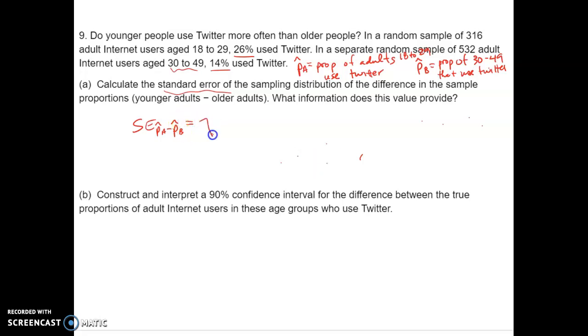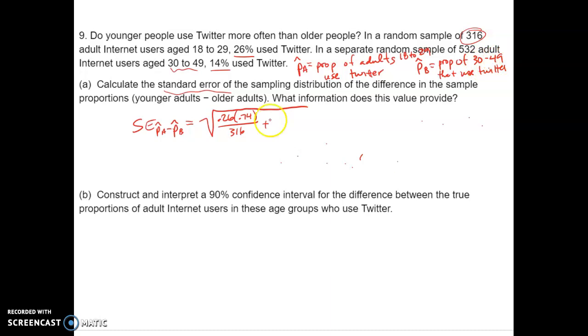And the way that we find that is very similar to standard deviation. We take the p hat sub a, which is 0.26, multiply that by 0.74, or its complement, and we divide by however many there were. So first one had a sample of 316, and we're going to add that to now the information from the second sample, or the older adults, 30 to 49.